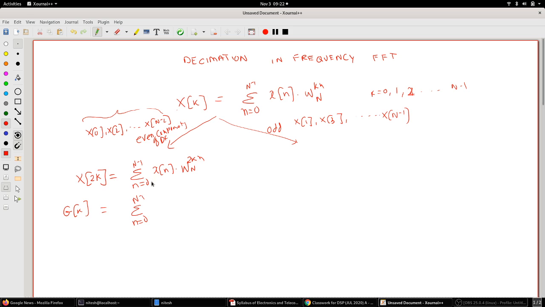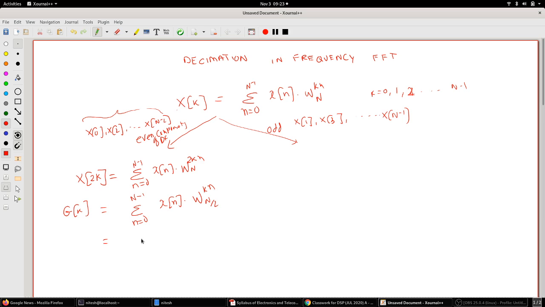What I will do now is group the first N by 2 components together. So I will write this as N by 2 minus 1. I can write this as x of n into W_{N/2}^{kn}. This is another way of writing the same thing.